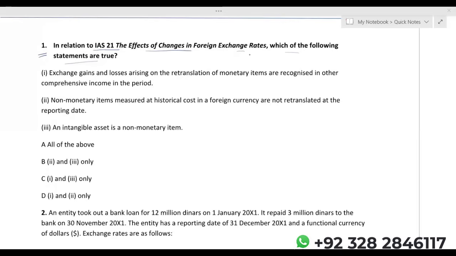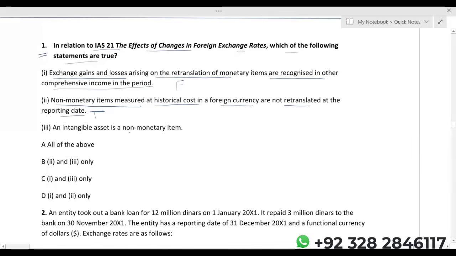Let's see. Exchange gains and losses arising on the retranslation of monetary items are recognized in other comprehensive income. False. Actually, exchange gain or loss on monetary items are recognized in income statement. They are not recognized in OCI. Non-monetary items measured at historical cost in a foreign currency are not retranslated at the reporting date. True. Actually, non-monetary items which you have kept at historical cost, there's no need of retranslating them at reporting date. So number one is false, number two is true.